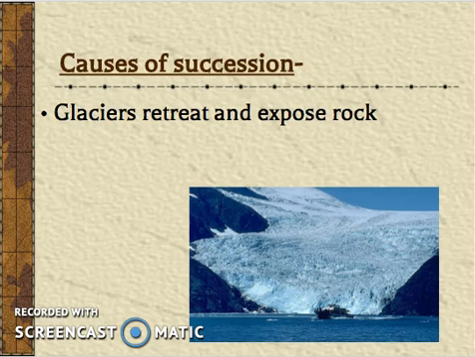Another one might be glaciers retreating, which is something that is unfortunately going to be happening a little bit more often here in your lifetime. But under glaciers is generally just bare rock. So once the glaciers melt and go away, again, you can get lichens and mosses moving in, and so on, and succession will take place.